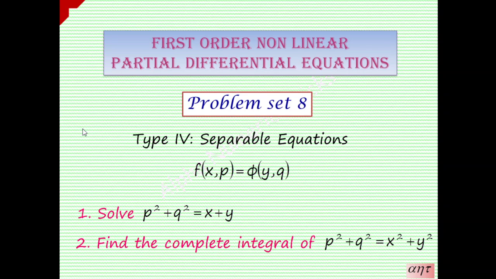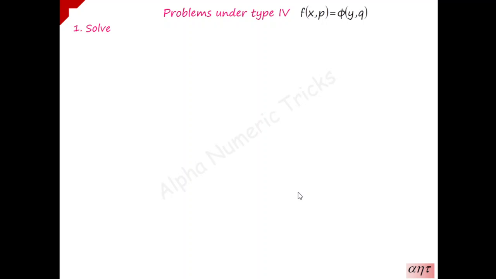Now we are going to see how to get the solution of the problems of type 4, separable equations, that is of the form f of x comma p is equal to phi of y comma q. Now we will see how to get the solution of these two problems one by one. First we will see how to get the solution of p squared plus q squared is equal to x plus y. Take the given problem as equation 1.